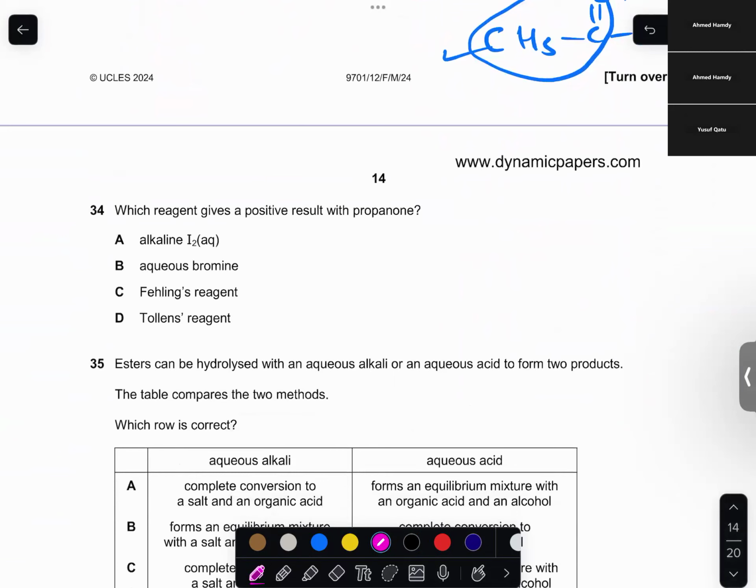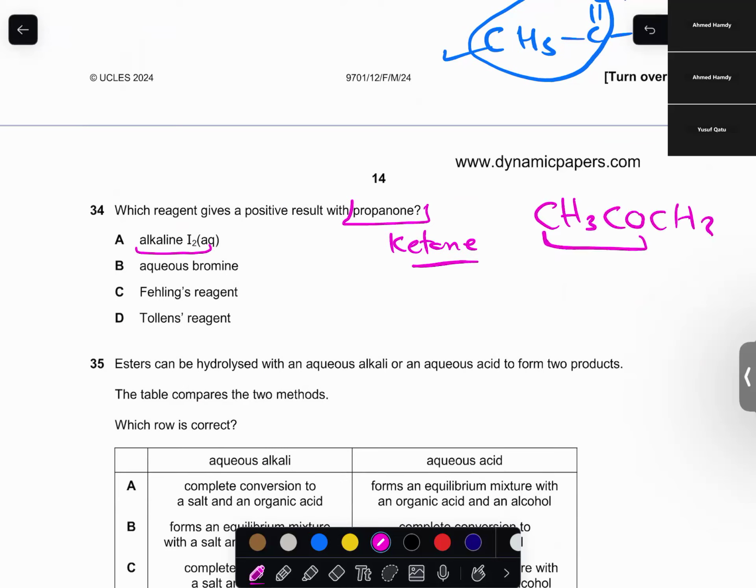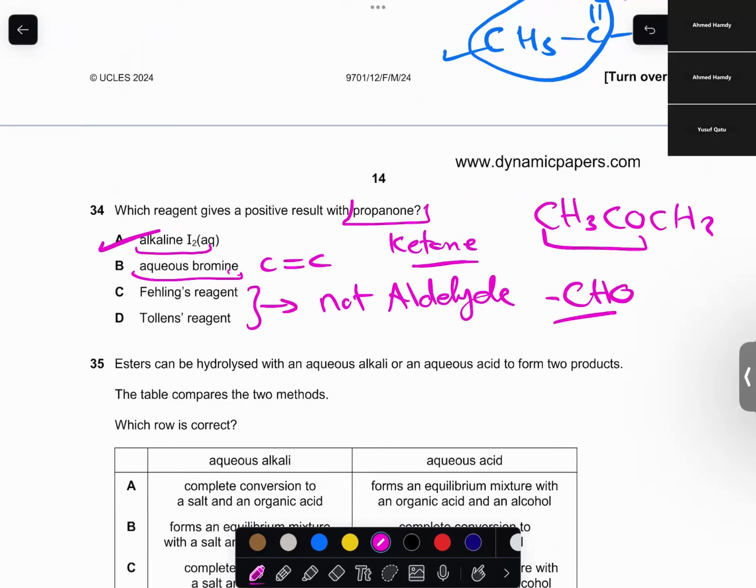Which reagent gives a positive result with propanone? Propanone is a ketone. Alkaline iodine gives a positive result with propanone because it contains CH3CO at the beginning. Aqueous bromine doesn't give a result because it doesn't contain a double bond. Valine and toluene both don't give a result because they are not aldehydes, meaning they don't contain a CHO group.